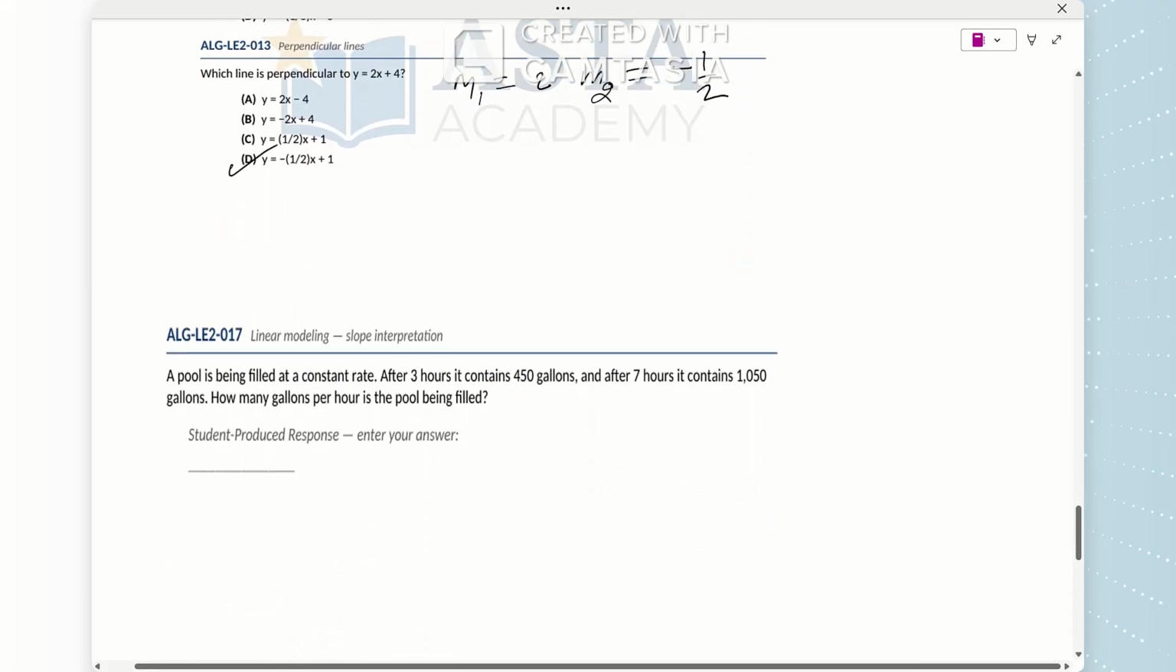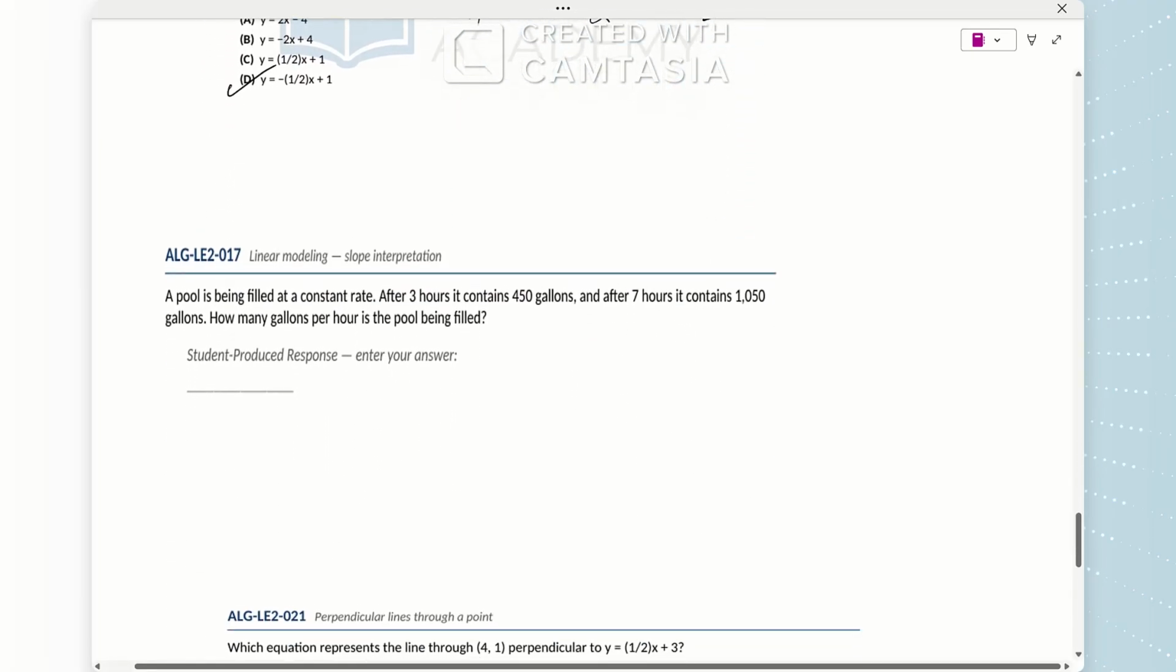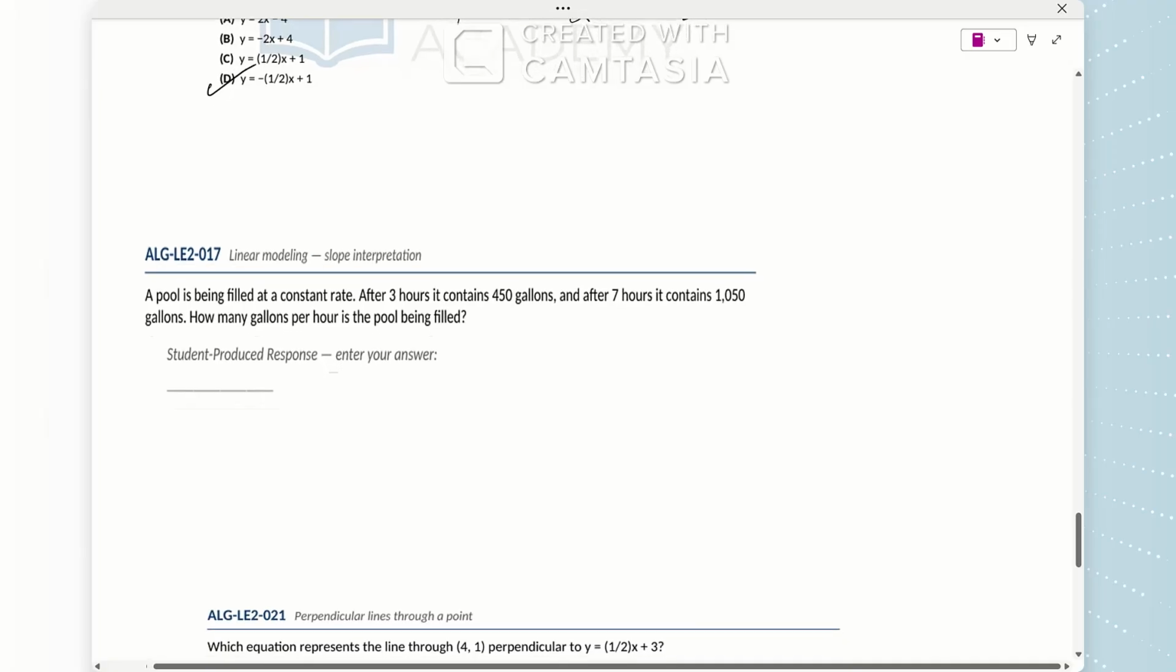Now come here. This is a slightly complicated problem. Read the question first. A pool is being filled at a constant rate. Constant rate is something very important in this question. After 3 hours, it contains 450 gallons, and after 7 hours, it contains 1050 gallons. How many gallons per hour is the pool being filled at?